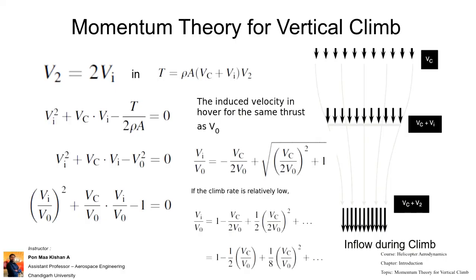So that's why this T by 2 rho A is given as V naught square. If we take V naught square as common from this entire equation, we can see Vi by V naught the whole square, and then Vc by V naught multiplied by Vi by V naught. V naught square by V naught square is given as 1, and 0 by V naught square is 0.